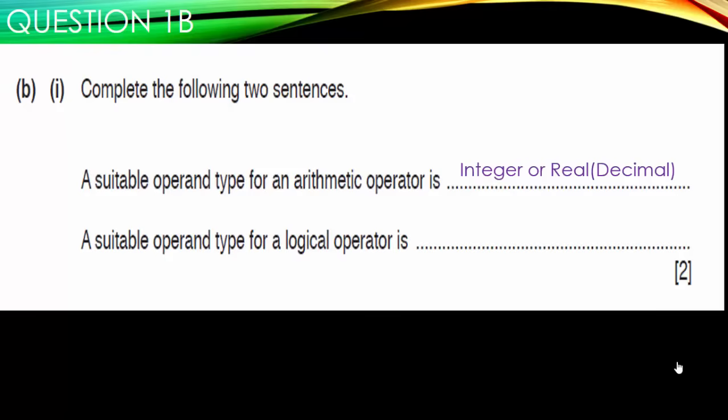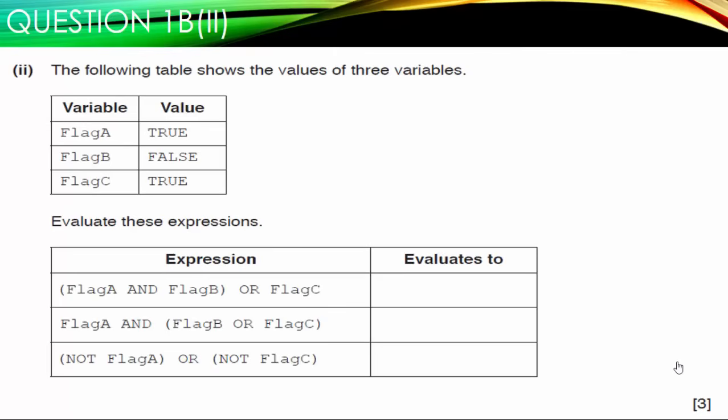And then a suitable operand type for a logical operator, there's only one. That's your and, your or, your not, your XOR, etc. And those are your Boolean operands. So that's it for that one. Let's go ahead and move on to the next one. So this is what I'm talking about, 1B.